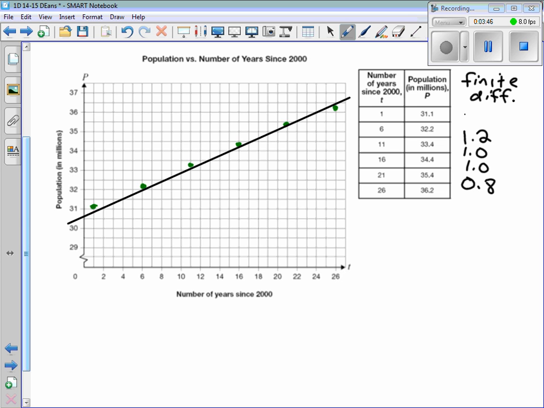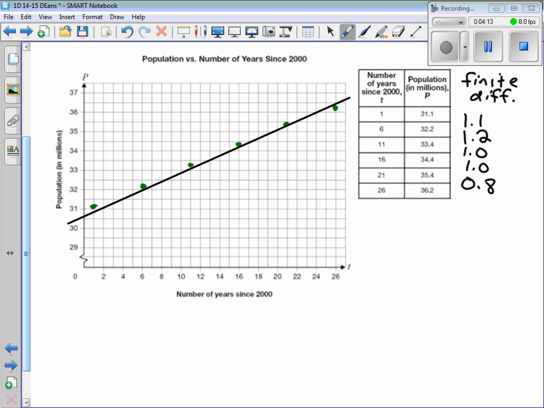1.2, 1.1. Now, how do we use the finite differences to tell us whether a relationship is linear or nonlinear? What do we look for in our finite differences? Emerson, what do we look for? If they're all the same. If they're all the same, what do we know about a relationship? Is it linear or nonlinear? It's linear if they're all the same. So are our finite differences all the same? Is our relationship linear? Okay.